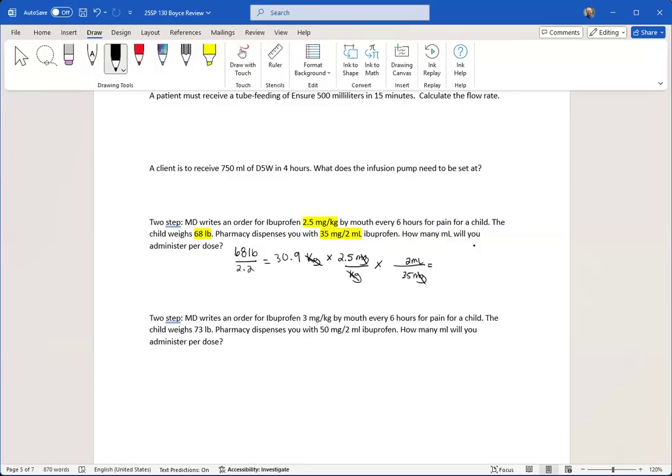So if I take that 30.9 times 2.5 times 2, and then I divide all that by 35, I'm going to get 4.41. And since this is milliliters and it's greater than 1, I'm just going to do 4.4 milliliters.